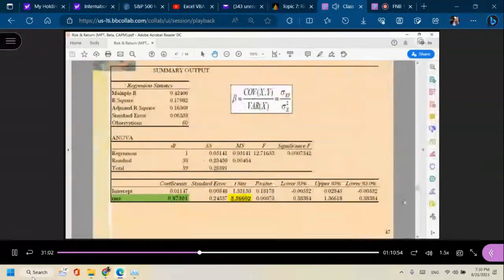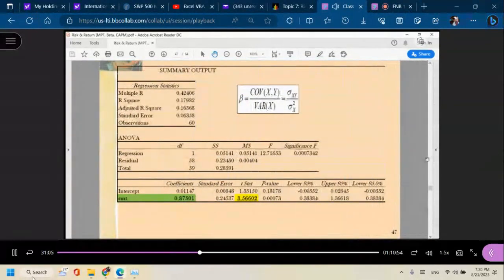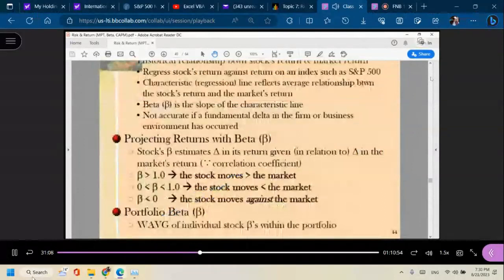Beta can take three ranges of values. So can rho. Rho can take, remember, positive, zero, negative, right? And in the case of beta, it can be positive and greater than one, right? Greater than one. What does that mean? So suppose beta is two. What does that mean? Beta is two.